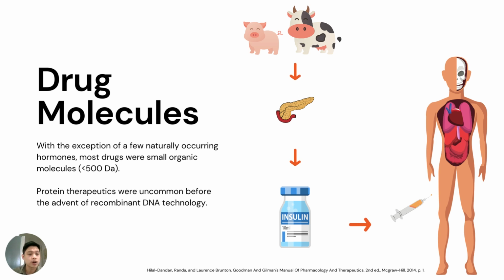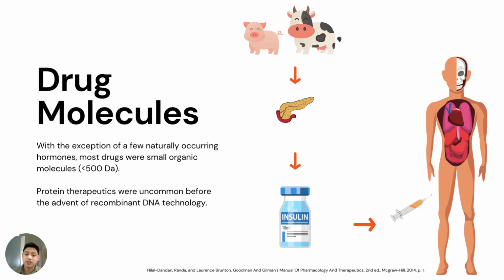Protein therapeutics were uncommon before the advent of recombinant DNA technology, where we get genes that eventually are translated into proteins and insert these genes into E. coli or yeast, and have the E. coli or yeast, by their own central dogma and translation, synthesize the proteins of interest for us. And we get the proteins and purify them and inject them into the human body.